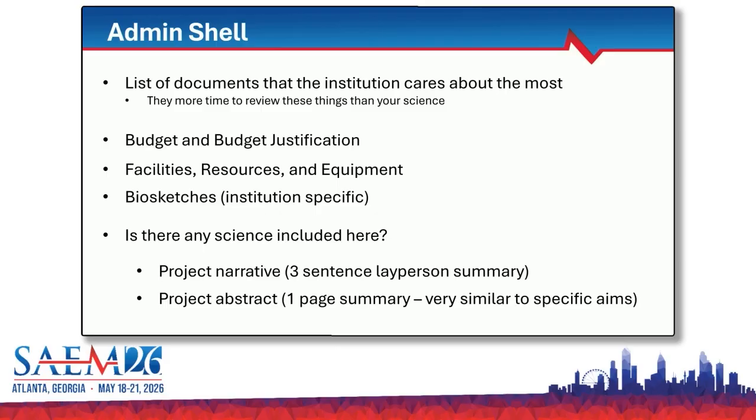Now, the project narrative is a truly 3-sentence layperson definition of what you're doing, so the specifics of the science aren't that important, but the project abstract looks a lot like your specific aims. If any of you have ever gone on to NIH Reporter and started to look at grants, something comes up, that's their project abstract, okay? So that's going to be the public-facing part of your grant. So yes, you don't want to change your science completely, new aims or whatever, after you've already submitted your admin shell.